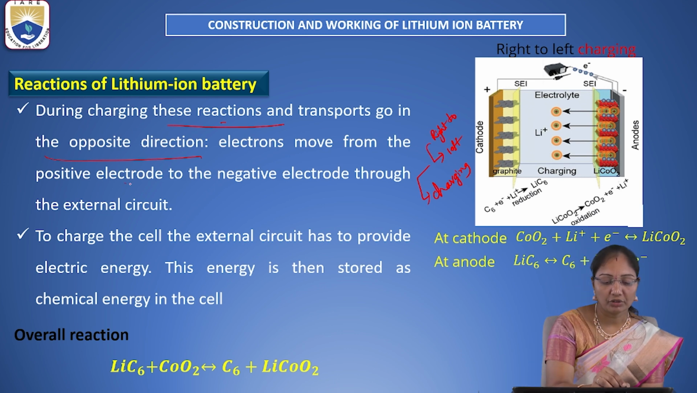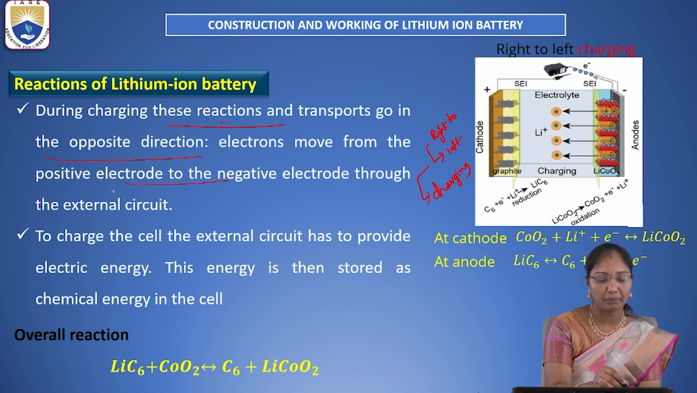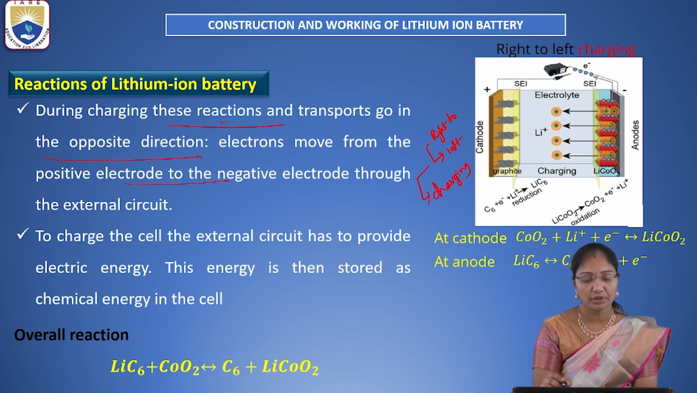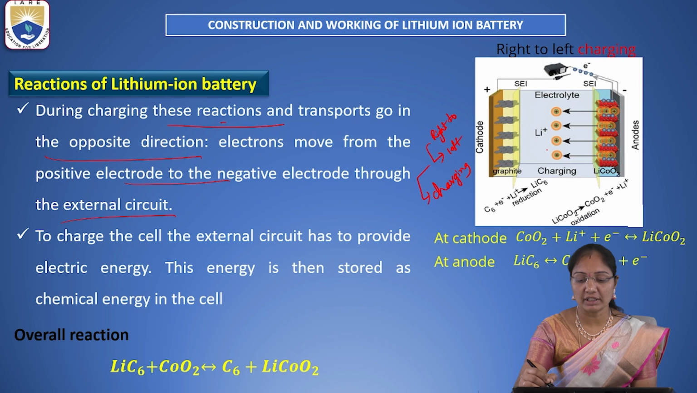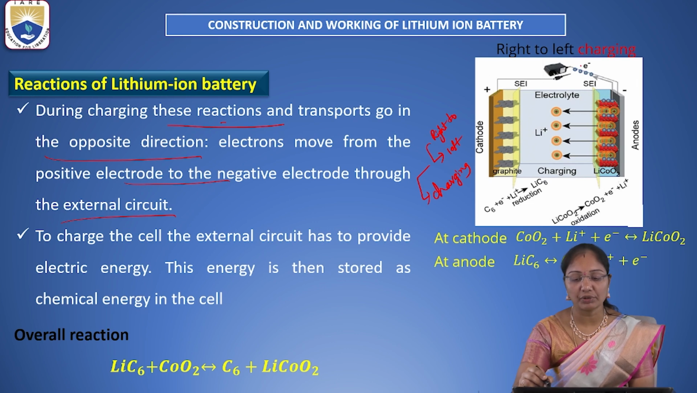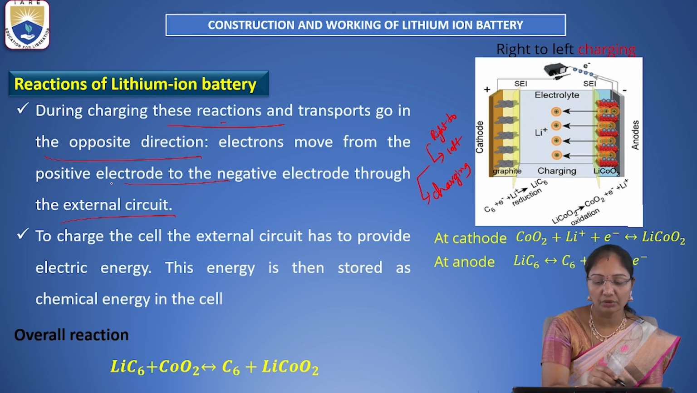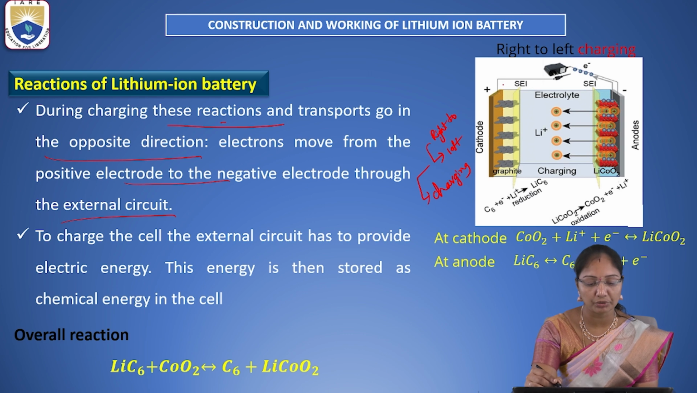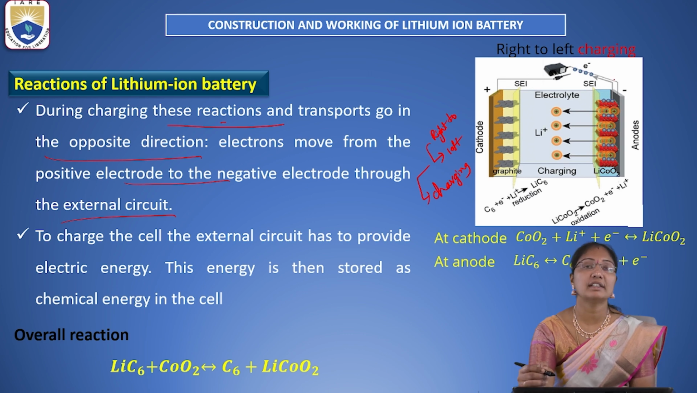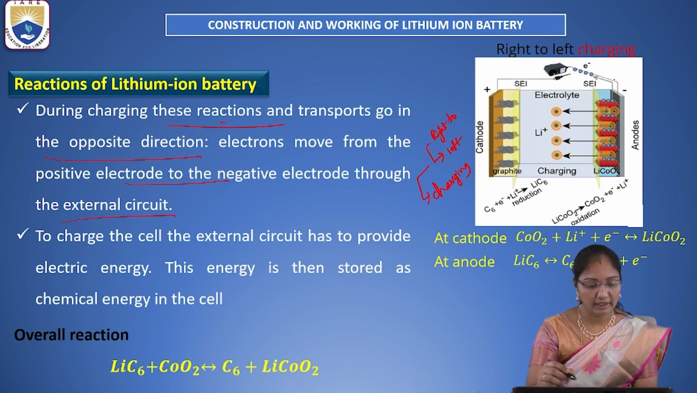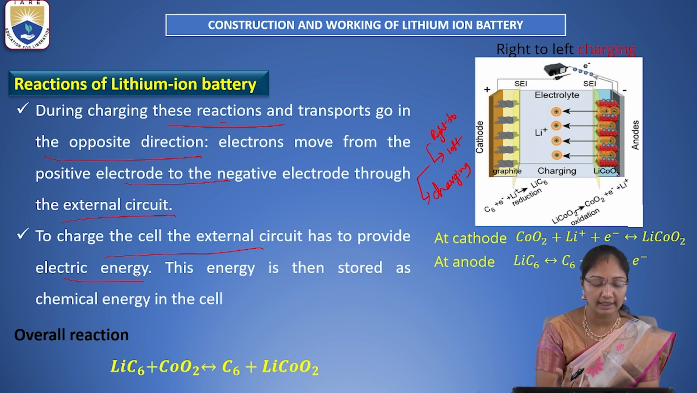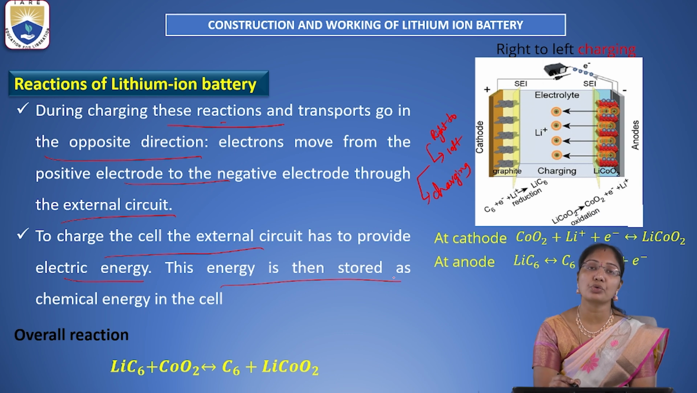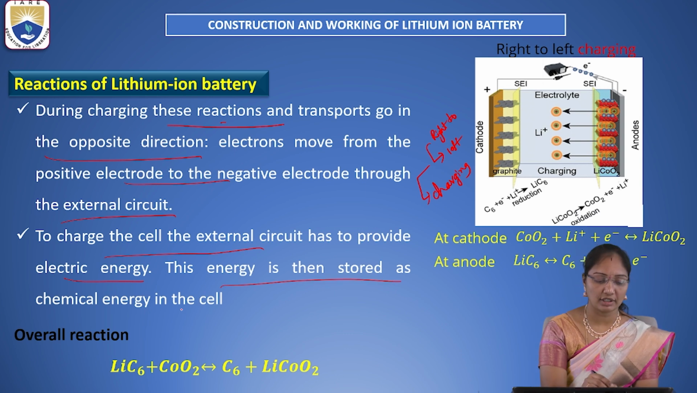Here, the electrons move from the positive electrode to the negative electrode through the external circuit. To charge the cell, an external circuit has to be provided, which supplies the electrical energy. This energy is then stored as chemical energy in the cell.